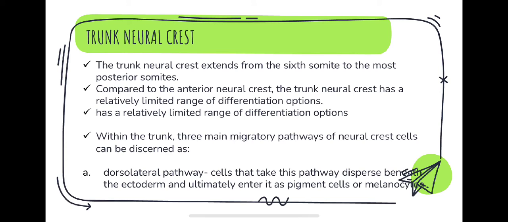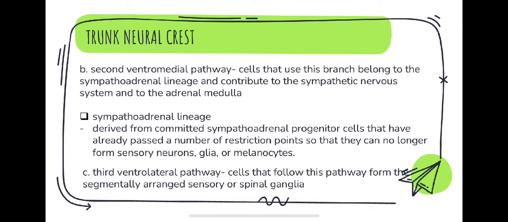The dorsolateral pathway is a pathway where the cells go and disperse beneath the ectoderm and ultimately enter as pigment cells. Second is the ventromedial pathway. Cells that use this branch belong to the sympathoadrenal lineage and contribute to the sympathetic nervous system and to the adrenal medulla. Sympathoadrenal lineage means that it has already passed a number of restriction points, so they can no longer form sensory neurons, glia, or melanocytes.